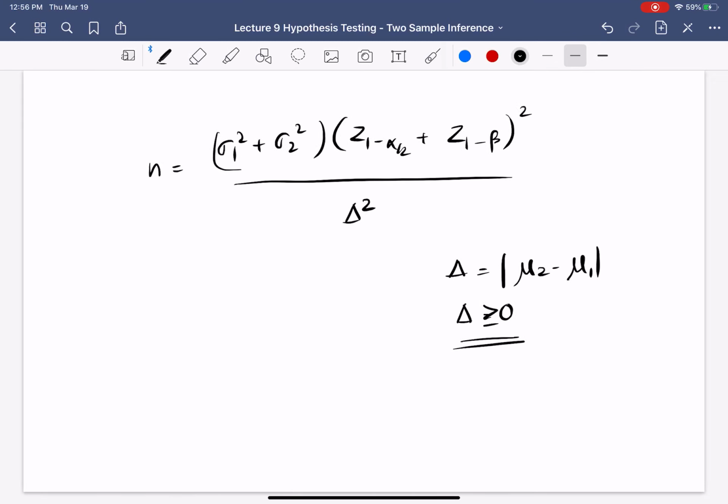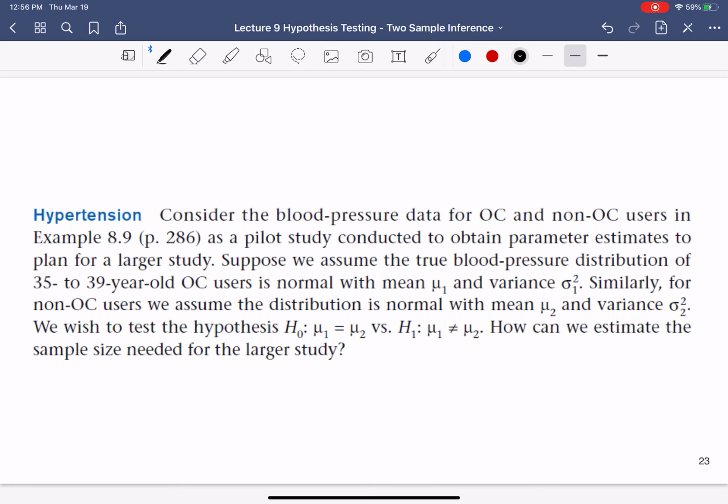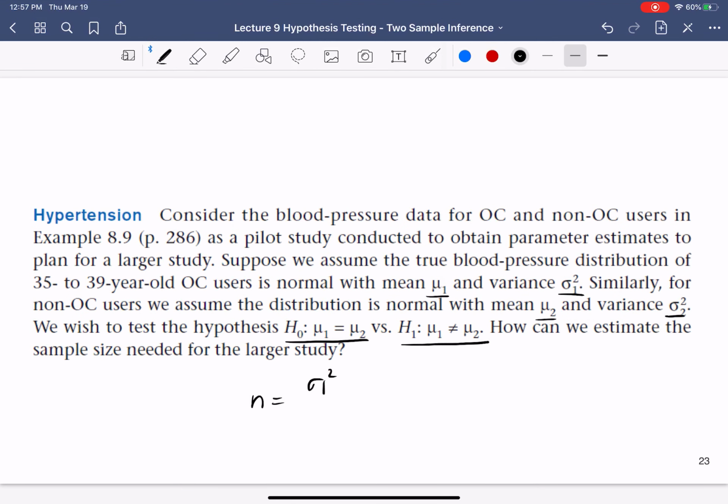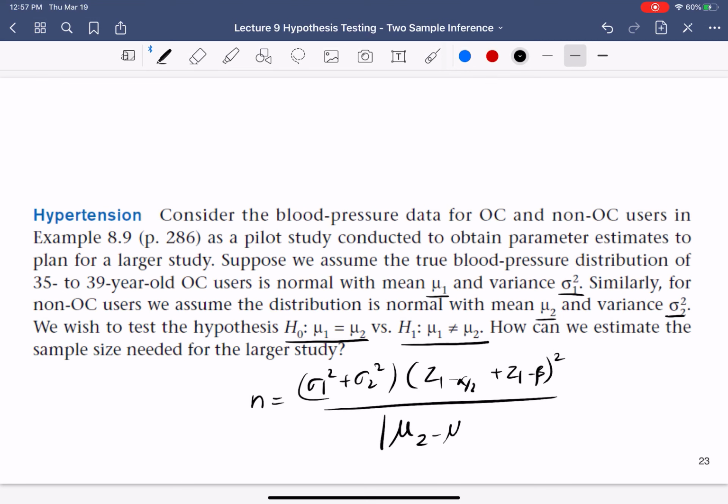Now, let's take a simple example. Here you have H0, which says mu1 equals mu2, and H1 says mu1 not equal to mu2. They're asking you to find the sample size, given mu1 and sigma1 square, mu2 and sigma2 square. So how can we estimate the sample size? Again, n becomes (sigma1 square plus sigma2 square) into (z1 minus alpha by 2 plus z1 minus beta) square by modulus of mu2 minus mu1 square, or delta square.